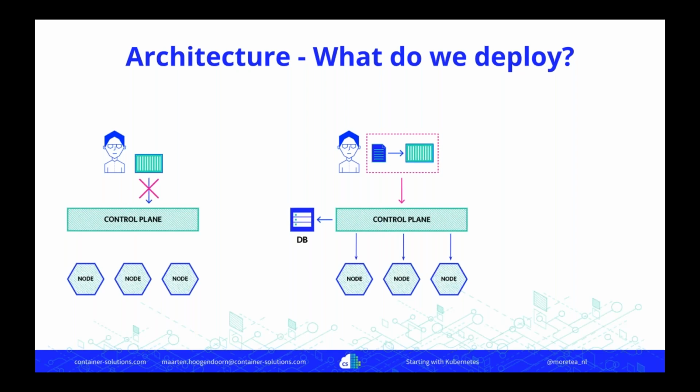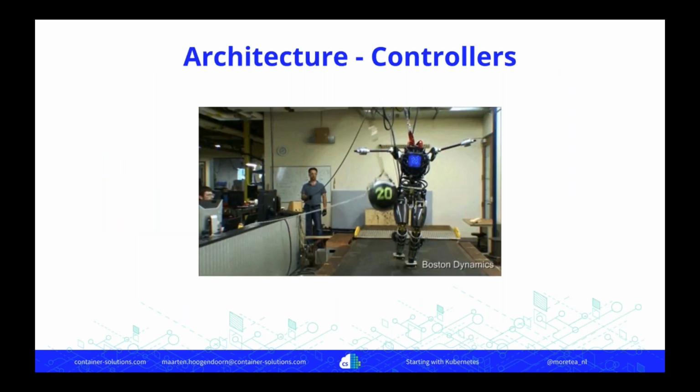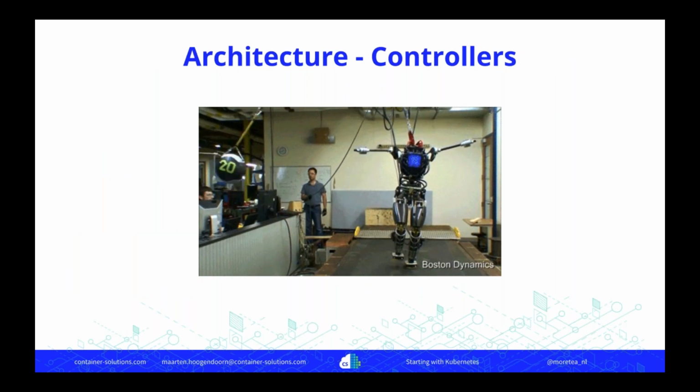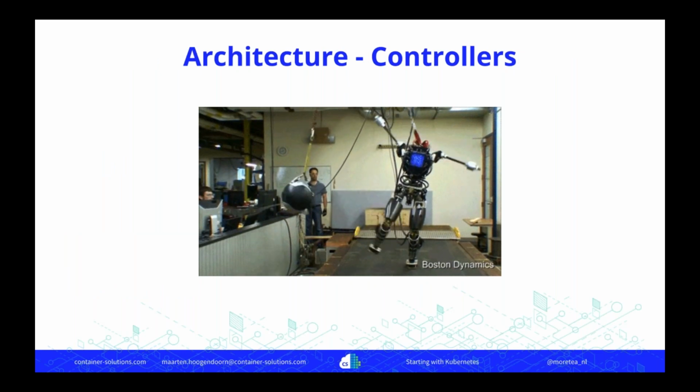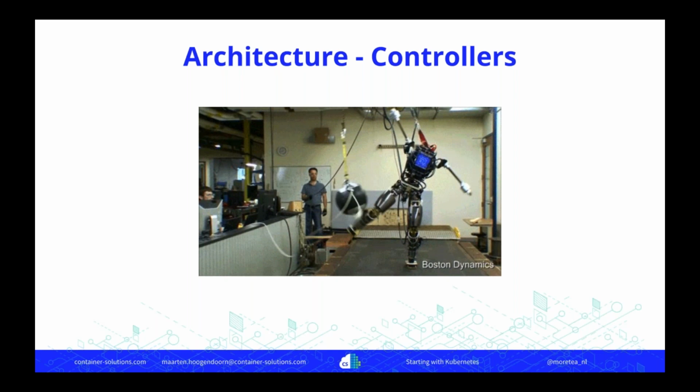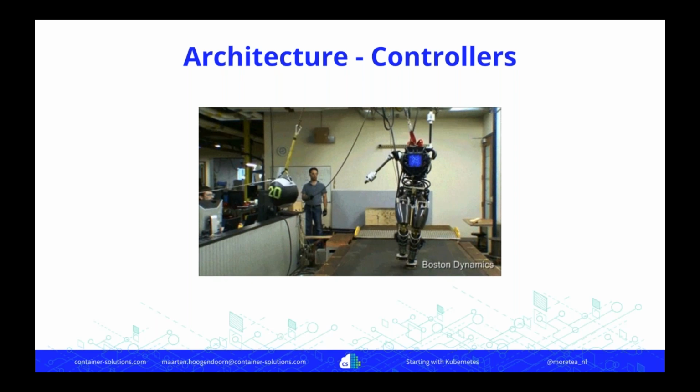So let's take a look at what controllers exactly are. I like this example a lot to show a physical controller system. This is a robot prototype by Boston Dynamics, who are building lots of interesting robots. The desired state of this robot is to stand on one leg. And as you can see, something bad happens. A ball is being pushed onto it and it reacts to recover itself. Kubernetes is much the same.